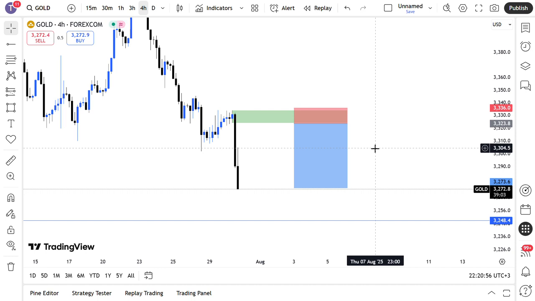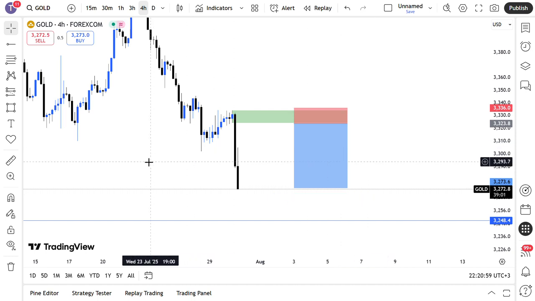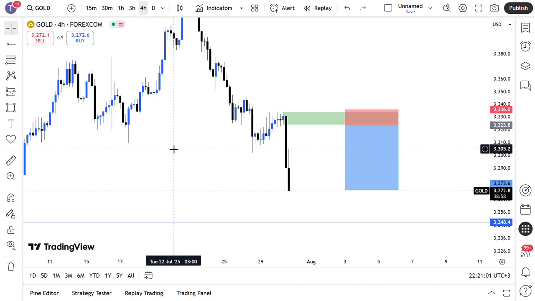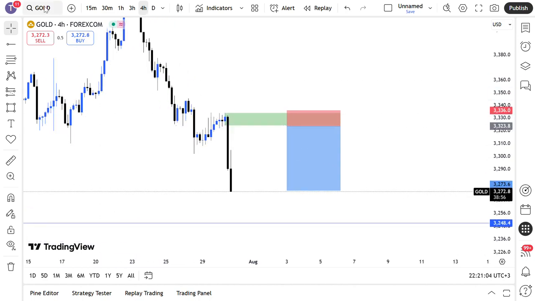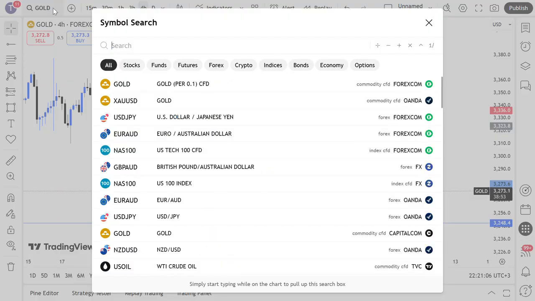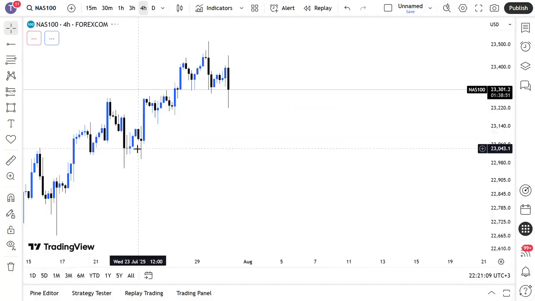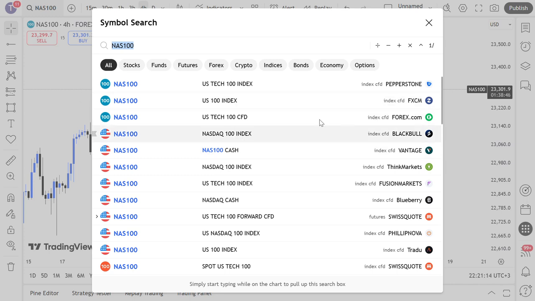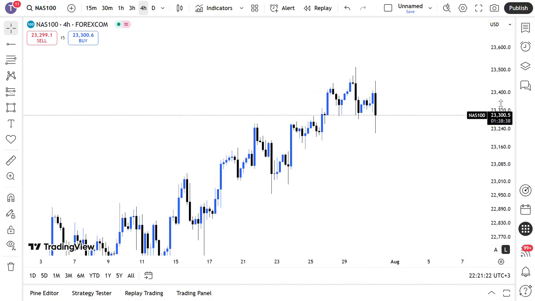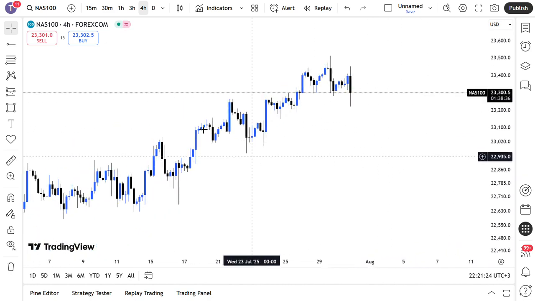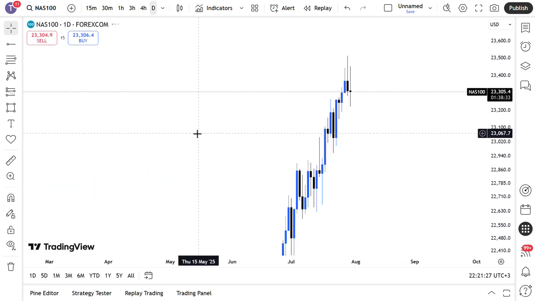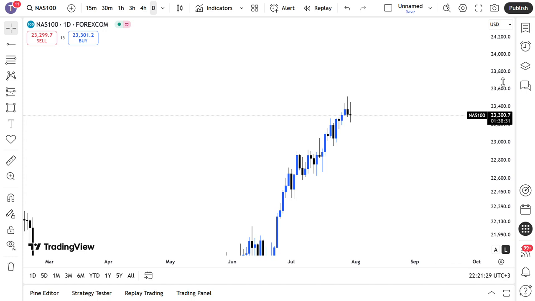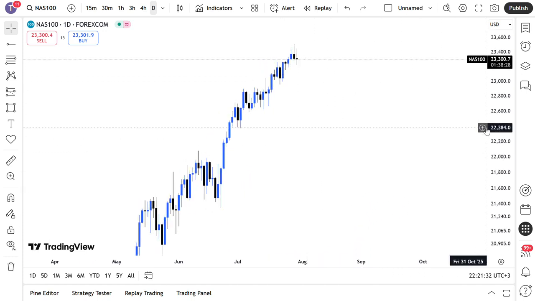So let's look at the next pair. The next pair I have is Nasdaq. I have Nas 100, so let's go straight to it. Let me use Nas 100 from this forex.com. So here we have NAS 100, and I want to start from the daily time frame to see what is happening. So here clearly we are in a very good uptrend.